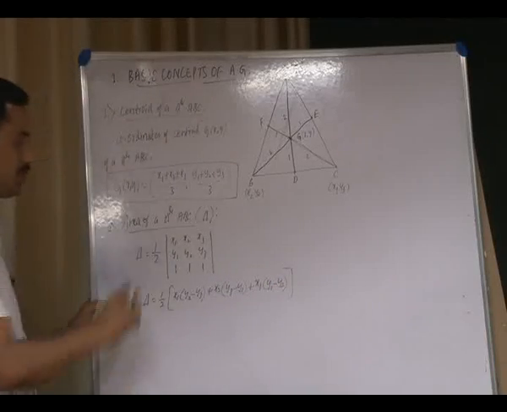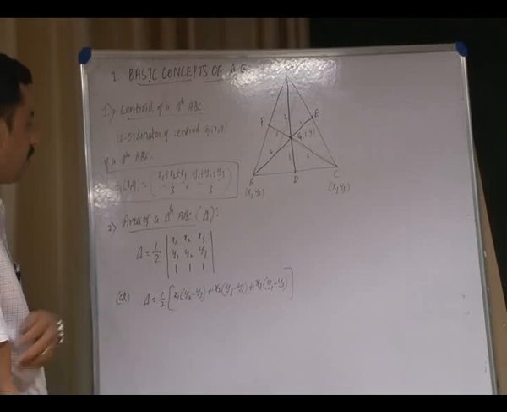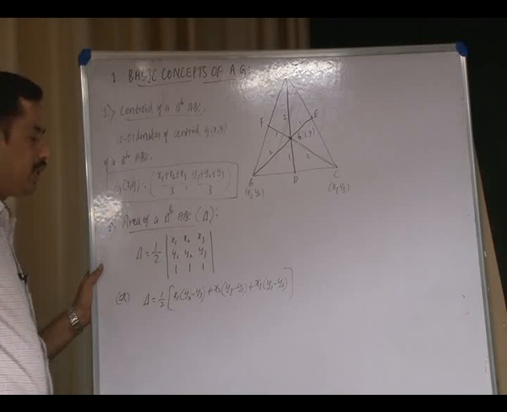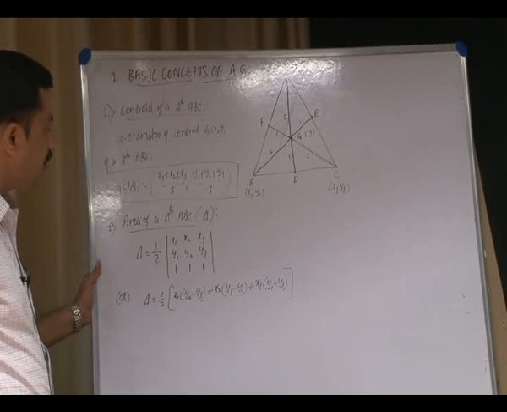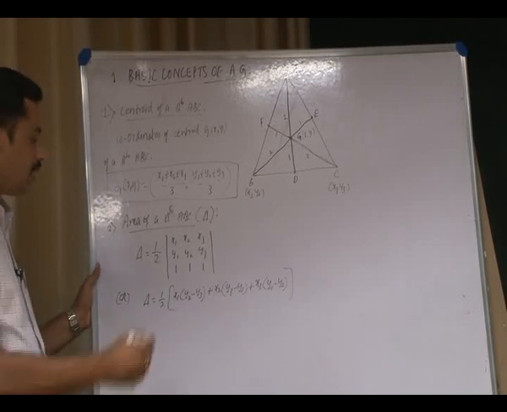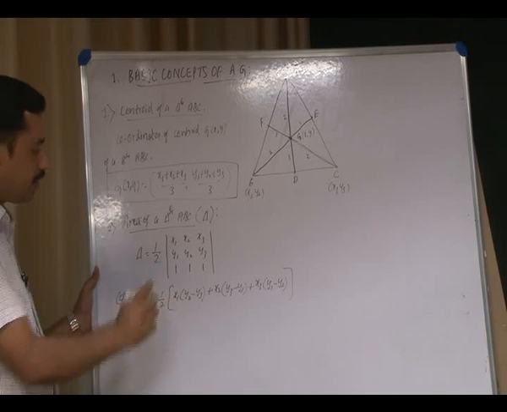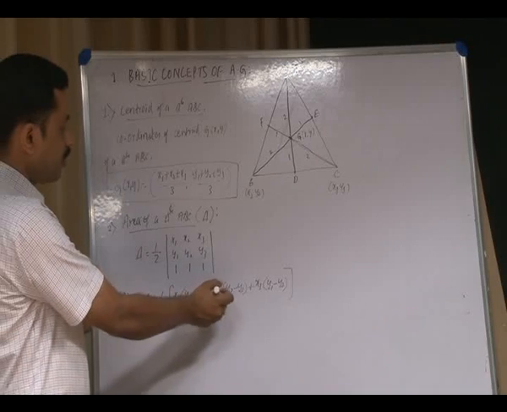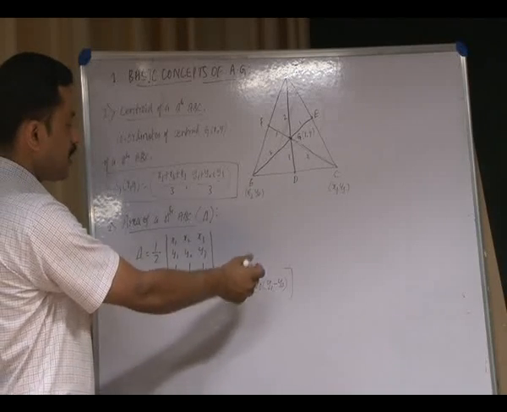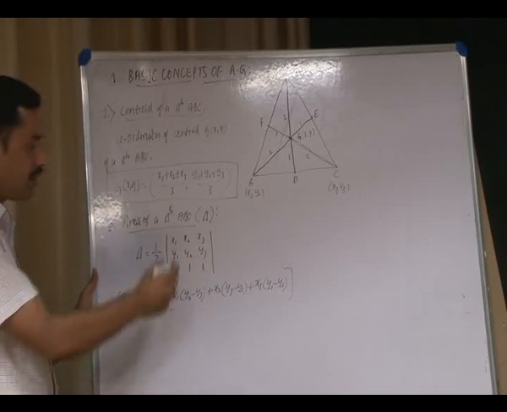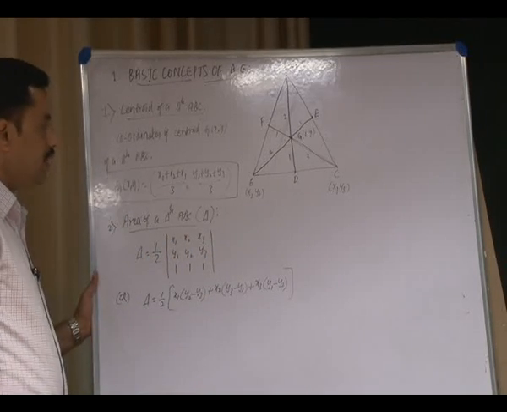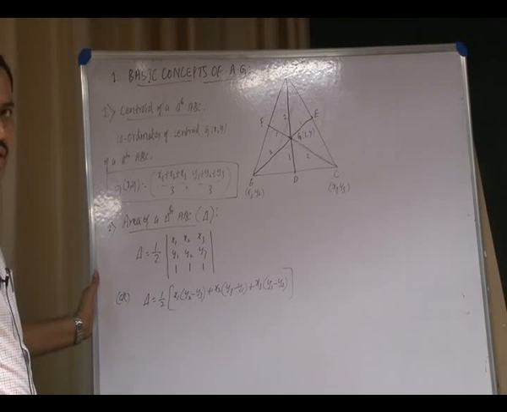So, both give the same area of a triangle. You can use any relation, but this is better to remember: delta is equal to half into the determinant of x1, x2, x3, y1, y2, y3, 1, 1, 1. Another formula is: area of a triangle delta is equal to half into x1 into (y2 minus y3) plus x2 into (y3 minus y1) plus x3 into (y1 minus y2). That is, by expanding this determinant you get this equation. So, this equation is called the area of a triangle.